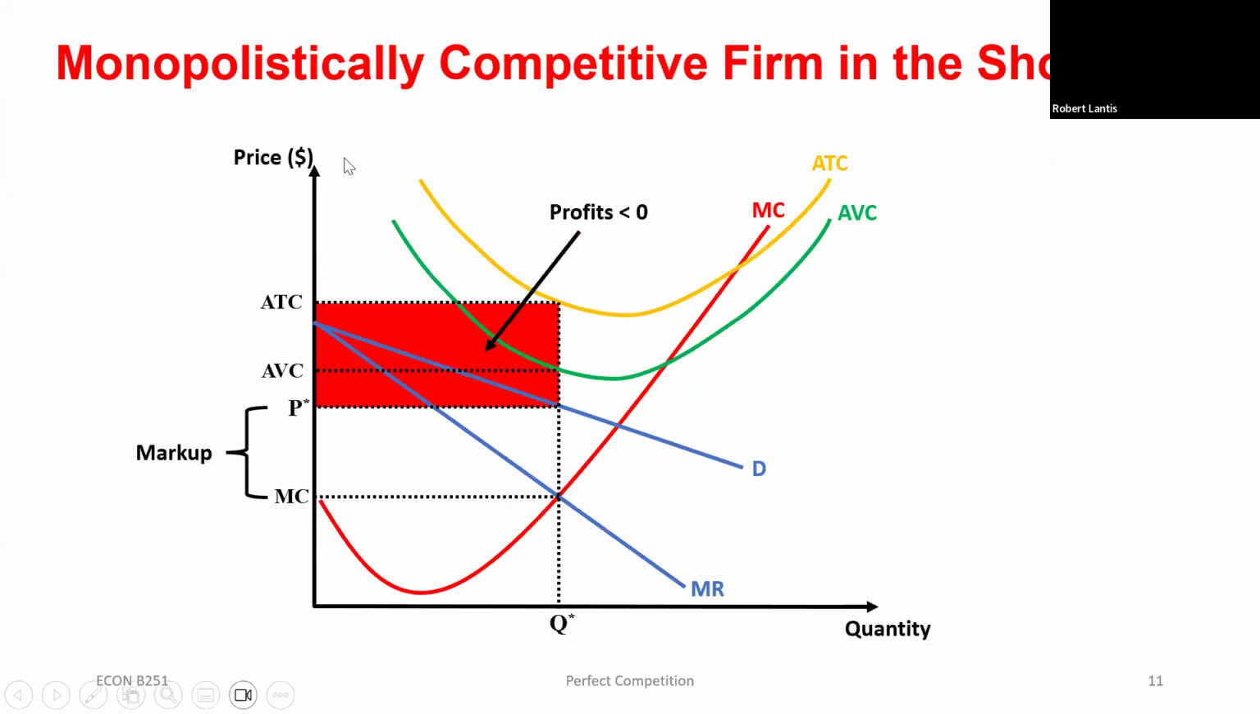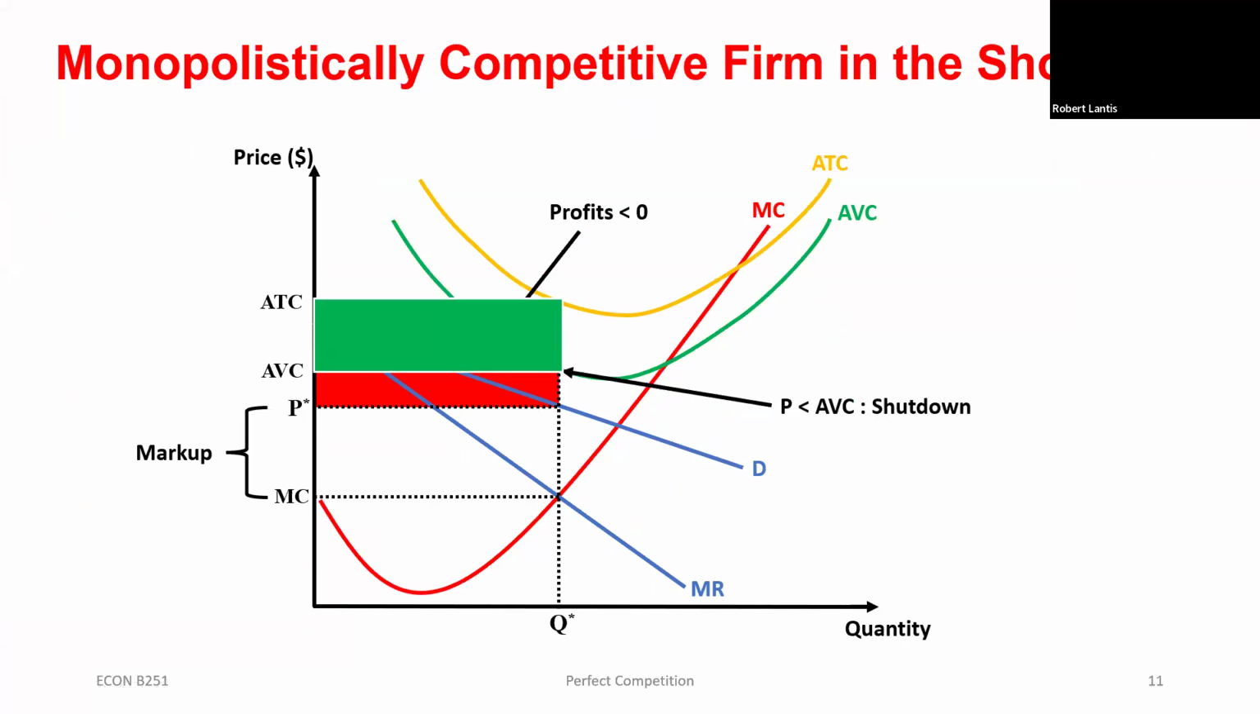So here, this green box. If I stay open, here are my negative profits: just the quantity I'm selling times that difference between price and average total cost. If I shut down, here would represent just my negative fixed costs. Which of those is a smaller area? The green box, which is just shutting down and only paying my fixed costs. Even though it's a smaller box, that's good, because in this scenario these are losses.